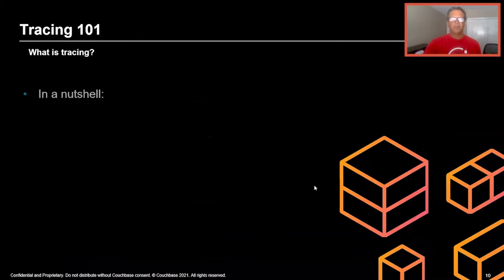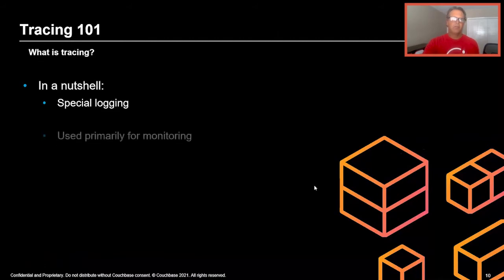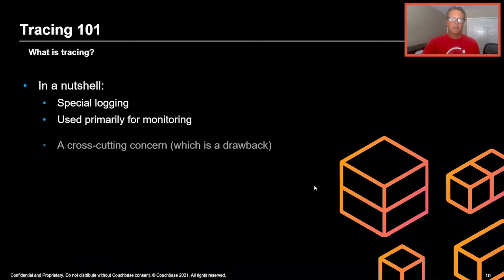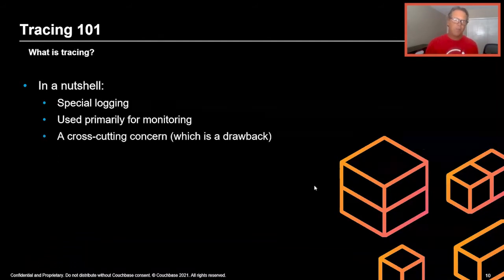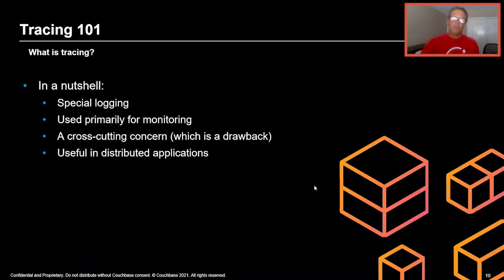So what is tracing? So tracing in a nutshell is special logging that's been added to an application via instrumentation. It's used primarily for monitoring the system. It's a cross-cutting concern, which is a drawback because it impacts every piece of your application. It's very useful in distributed applications where operational concerns make it difficult to resolve errors that occur in our system or discover hotspots.